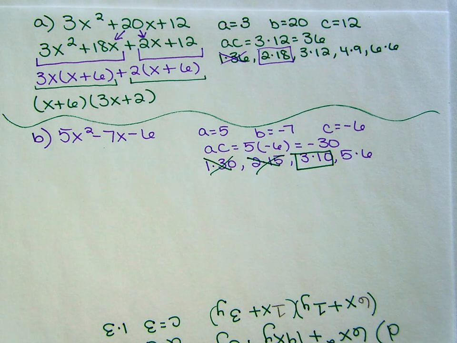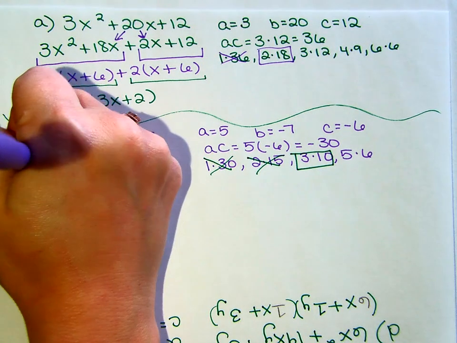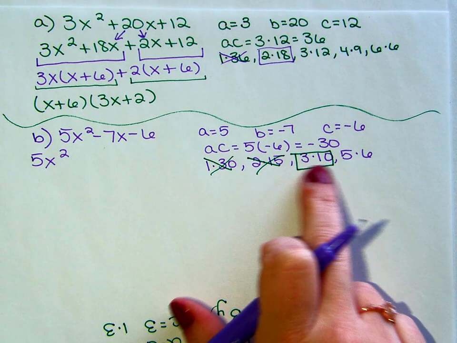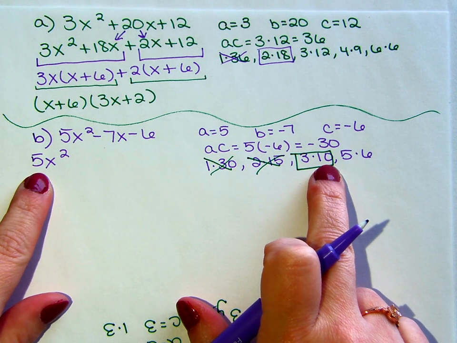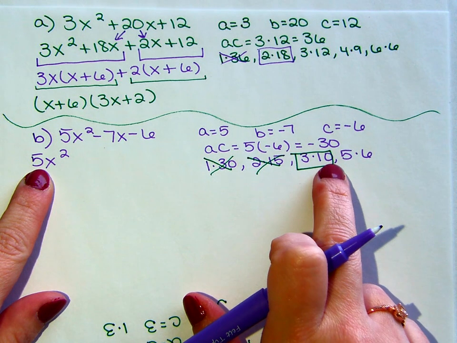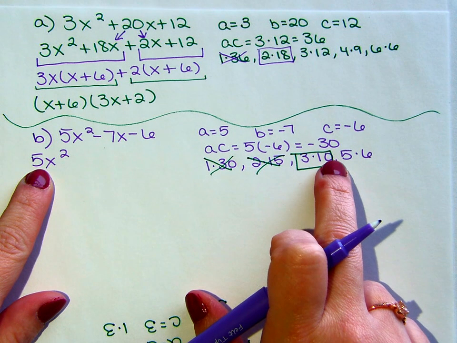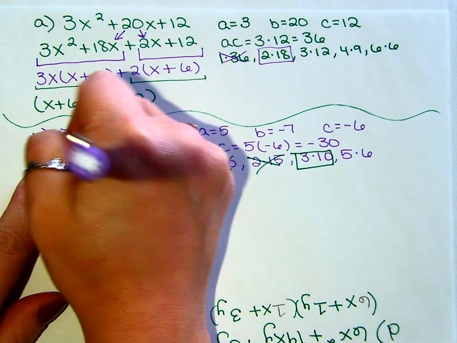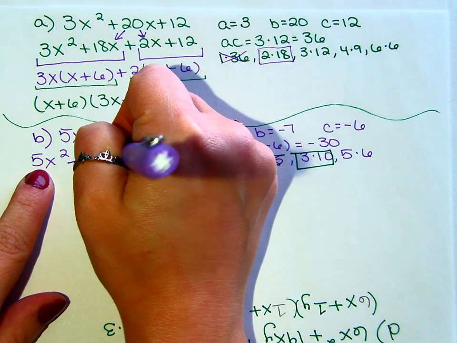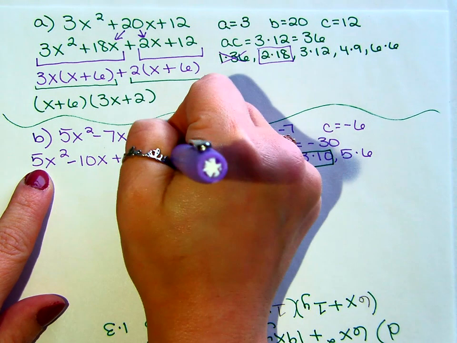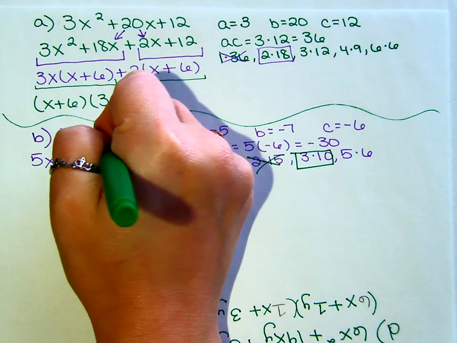This is where I do my split. So I have 5x squared, and then I need to split my 7 into a 3 and a 10. Since I have a 5 on this first term, I'm going to put my 10 as my next term. And since I need to have a negative 7, I'm going to put my negative with my 10, because when I take negative 10 plus a positive 3, I have to get back up here to the negative 7. That's how you know where to stick the negative.